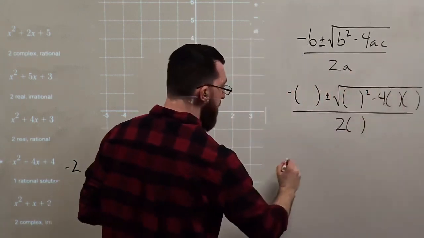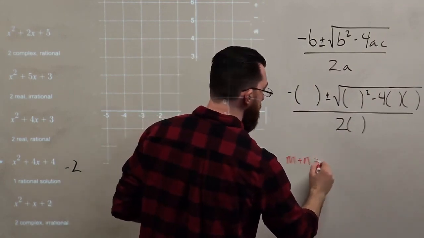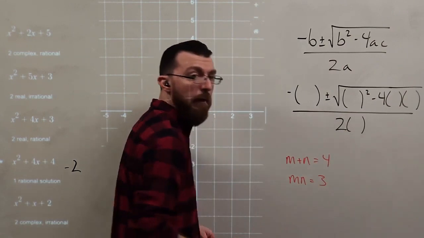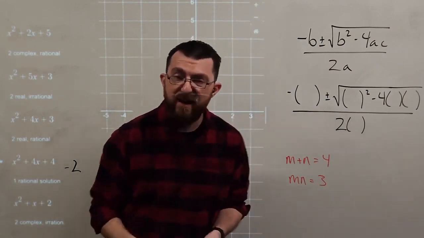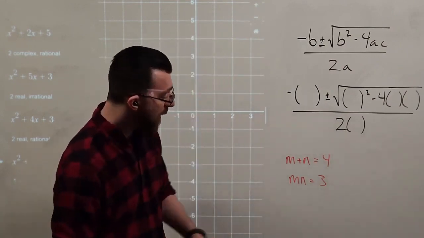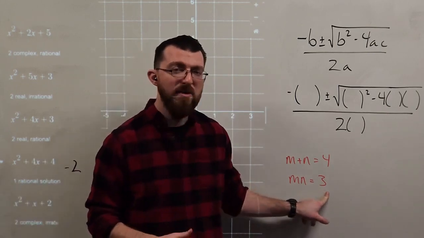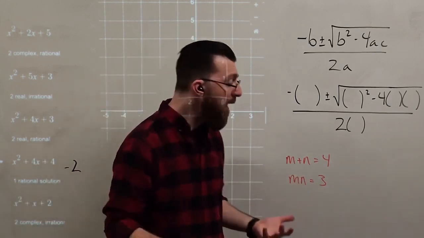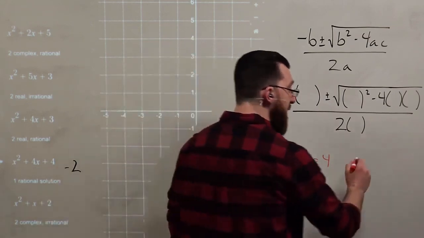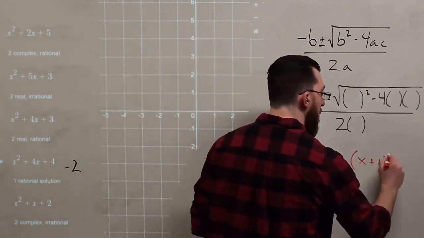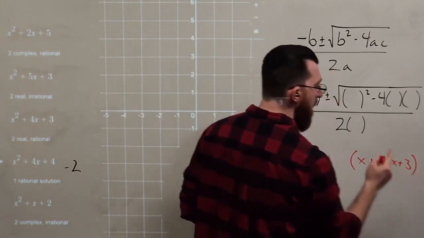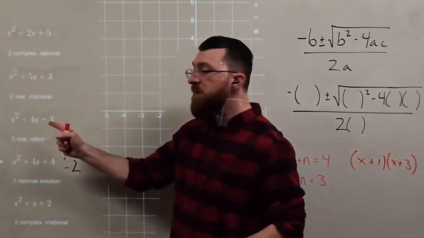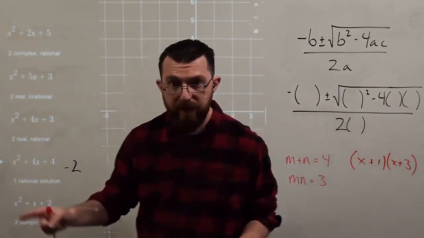The sum of two numbers should be 4, but the product of those numbers should be 3. So are there any numbers that satisfy that condition? Well, sure. 3's only factors are 1 and 3, and if you add 1 and 3, you get 4. The numbers are 1 and 3, which means if I were to FOIL that pair of lines, I will get x squared plus 4x plus 3.